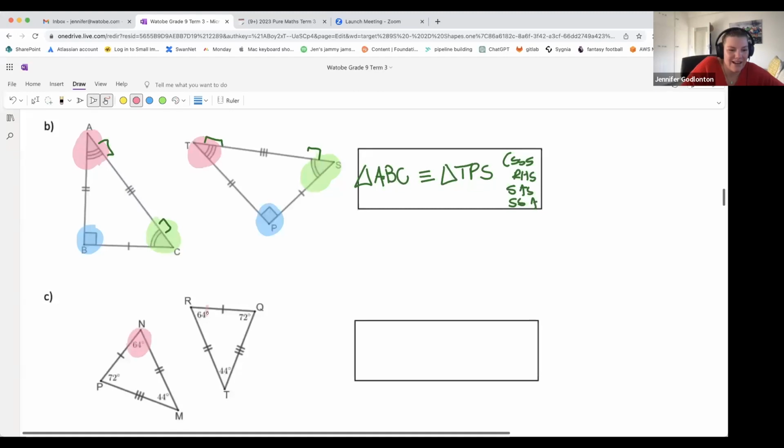Okay, so N and R. I'm trying to write it in the same order as most of you. P and Q and M and T. Okay. Your answers are looking great. I am loving it. So we've got triangle. Don't forget your little triangle symbol when you do this. Triangle NPM is congruent to triangle RQT.